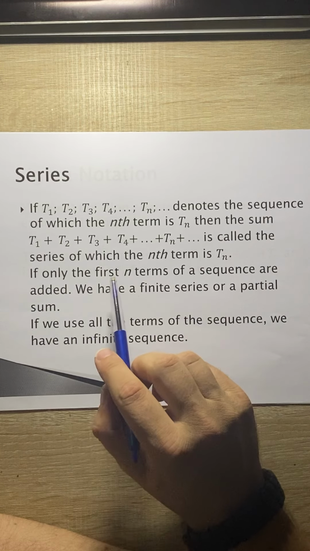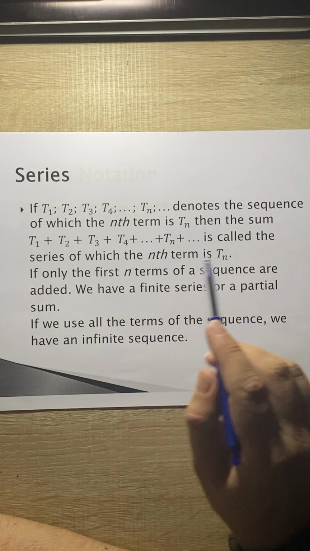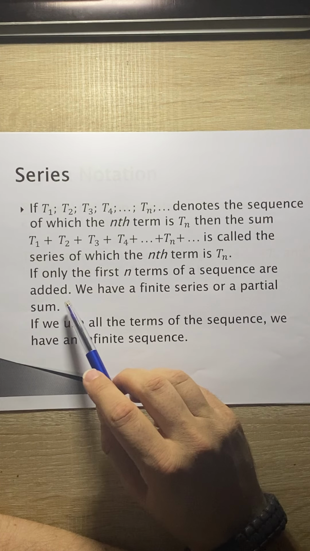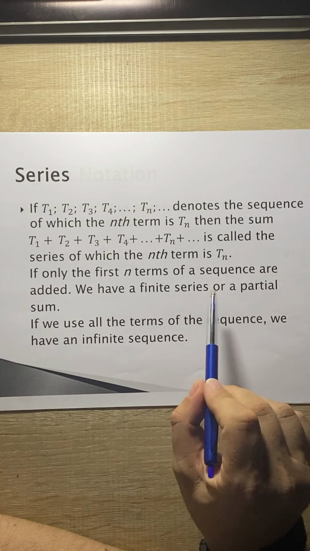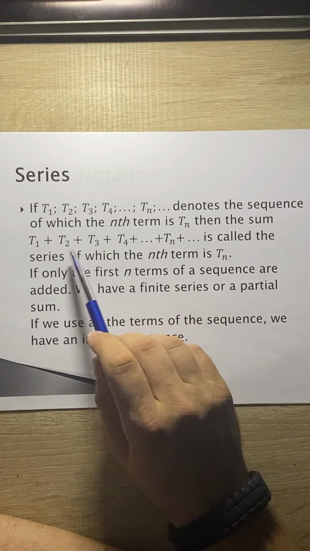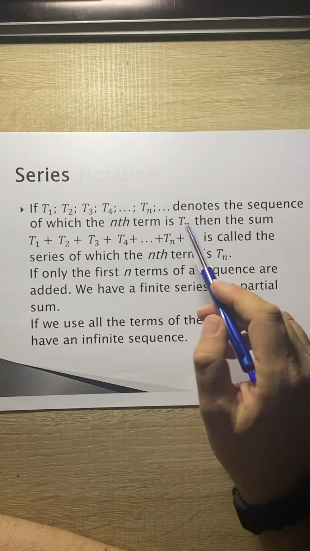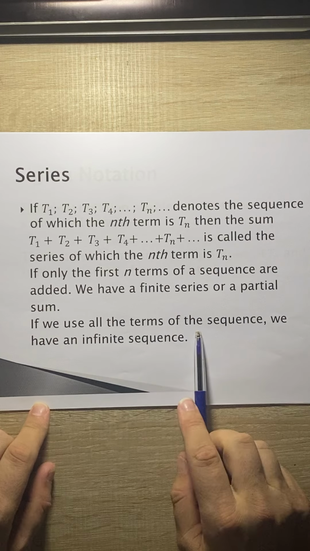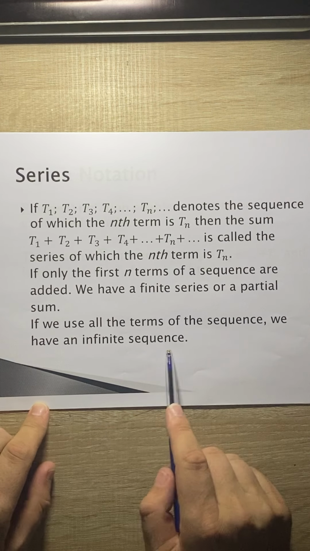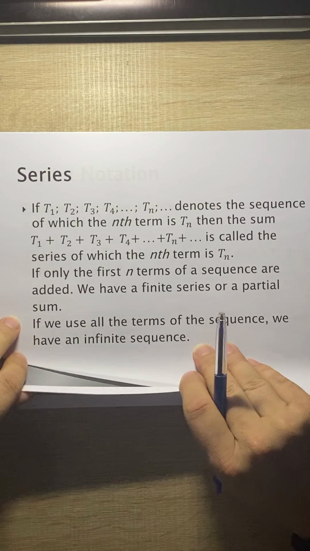If only the first n terms of a sequence are added, so we only add up to Tn, we have a finite series or a partial sum, because we can't carry on adding indefinitely. We can only go up to a certain amount. If we use all the terms of the sequence, we have an infinite series.